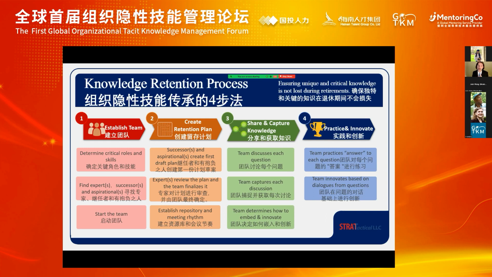Do some kind of team building to get the team started, and then the rest flows from there. Once you've got the team started, step 2, I've already talked about creating a list of questions. The little bit of detail I will add: notice what it says there. Successors and aspirationals create the first draft knowledge retention plan. And then sub-step 2, experts review the plan.